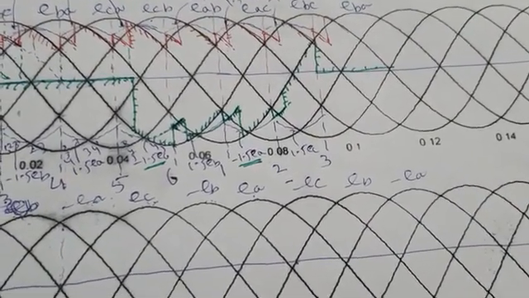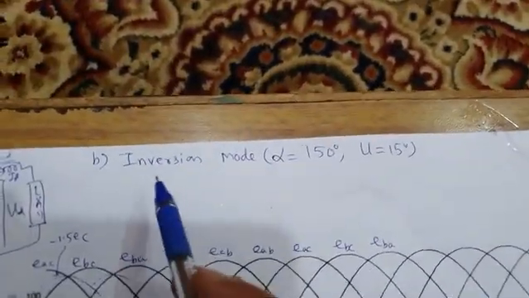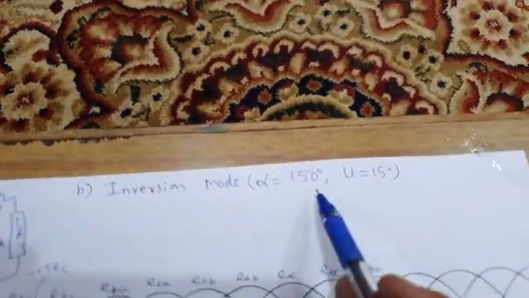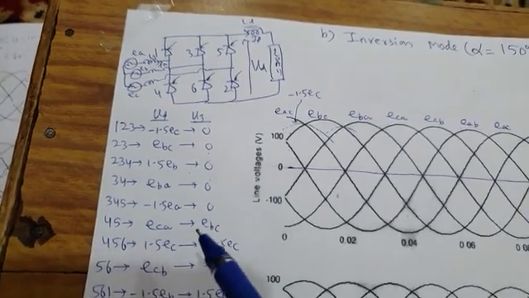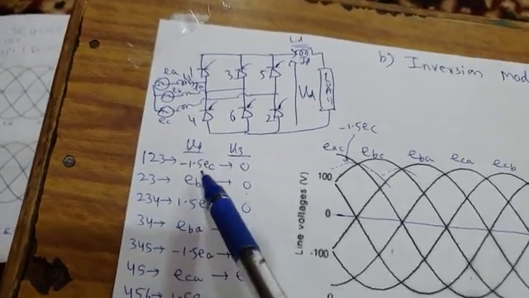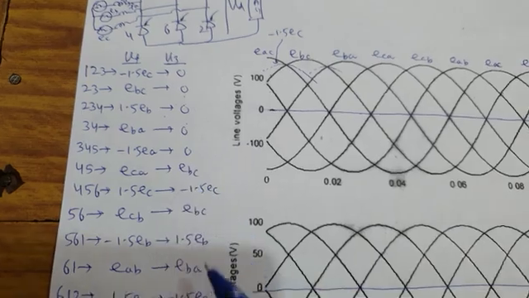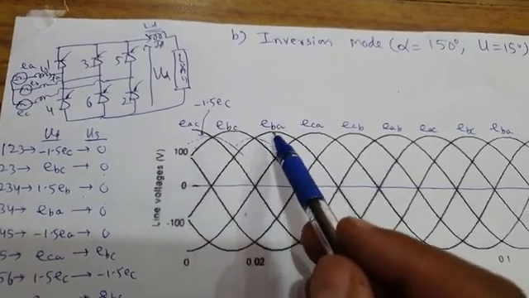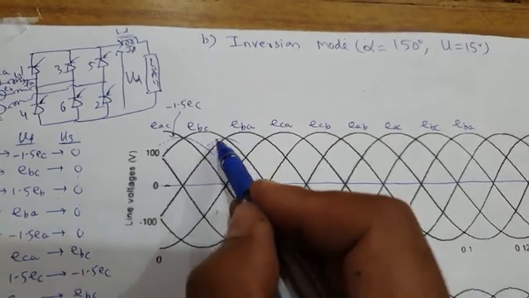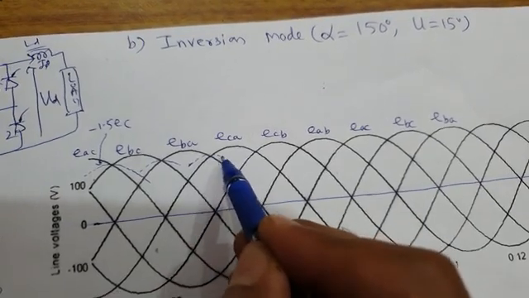Let us quickly draw for inversion mode of operation. Now we are drawing the waveforms for inversion mode of operation. I have written here inversion mode, alpha equal to 150 degrees and U equal to 15 degrees. This is the converter circuit, and I have already drawn this table. 1, 2, 3, 2, 3, 2, 3, 4, 3, 4, and our load voltages are minus 1.5 EC, EBC, plus 1.5 EB, and so on. And this is the valve voltage for different intervals. Now, these are my voltages. This is EBC, EBA. I have already labeled them, and these are my 1.5 times phase voltages. For example, let me first of all complete them this way.